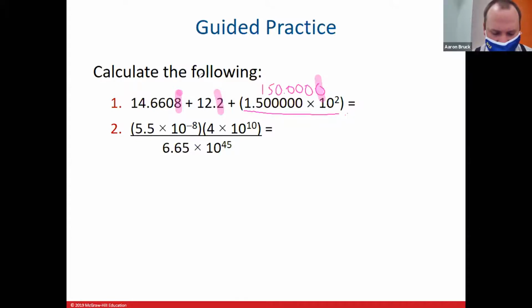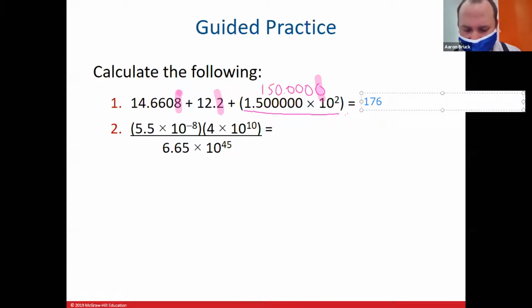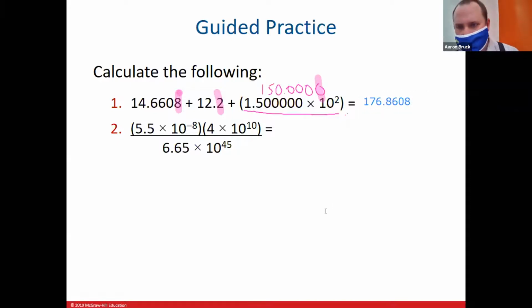14.6608 plus 12.2 plus 150.0000. My calculator spits out 176.8608. Here's where I have to use my rules for significant figures, though. In the first and the last number, it's the fourth decimal place that is the estimate. In this number in the middle, it's the first decimal place that's the estimate. That's the one that we're going to have to round to.